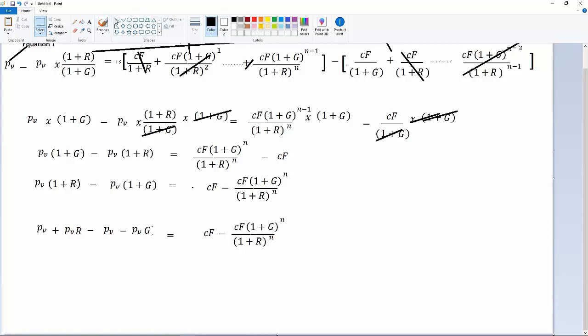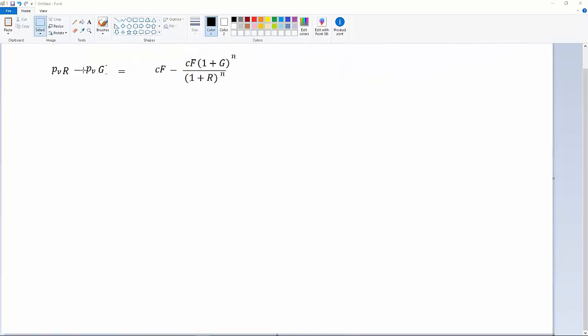But look what we can cancel now. We have this PV and this negative PV, and then we have this PVR minus PVG. So let's take that to the next step. Okay, if you notice this, you may notice that we could factor out a PV from both sides of this, and then we just have R and G. So we're gonna have PV times R minus G. Okay, so the next thing to do would be to divide each side by R minus G.